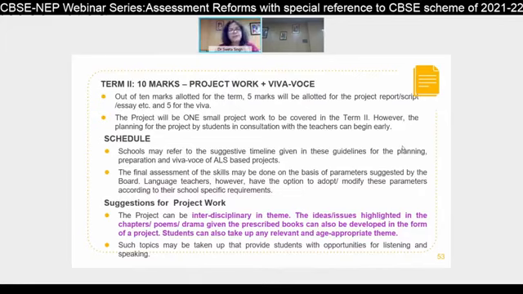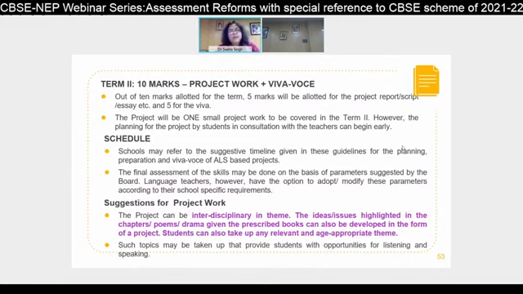There will be 1 small project work to be covered in term 2. However, the planning for this project work can begin early and in consultation with the teachers. Now, the schools may refer to the suggestive timeline we have given in the guidelines related to the circular, and the final assessment of the skills may be done on the basis of the parameters suggested by the board.